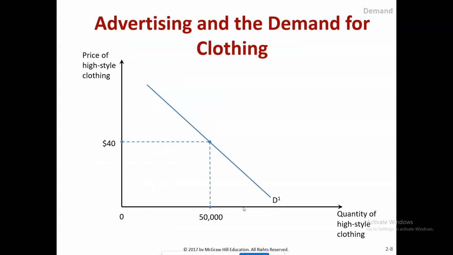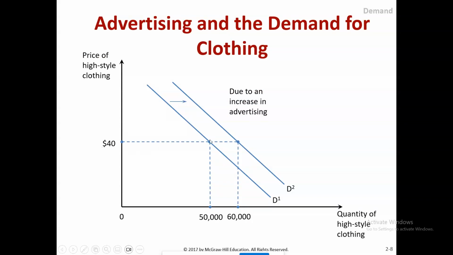So here's an example. If there's a persuasive advertisement that promotes awareness of the clothes, and people think, oh, this style of clothes is really popular, and we really like it, then at every single price level, for example, at $40, originally people purchased 50,000. Now people purchase 60,000. This is true at $50. Originally, people purchased about 30,000. Now they purchase 50,000, and this is true everywhere, resulting in an increase in demand.